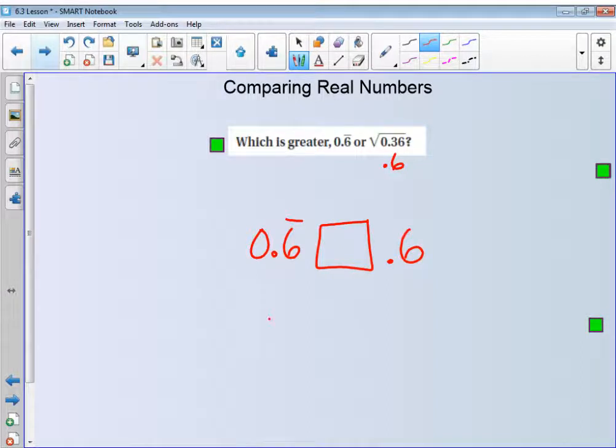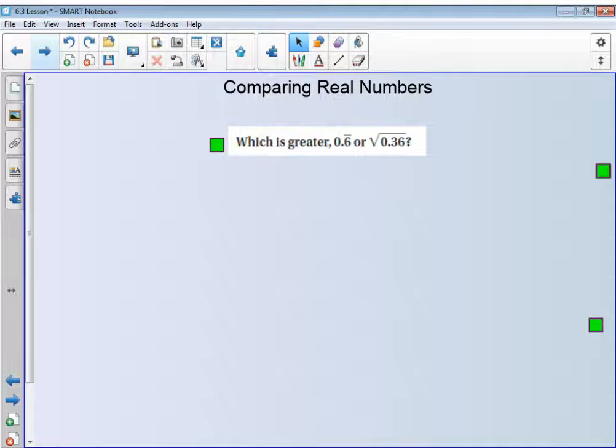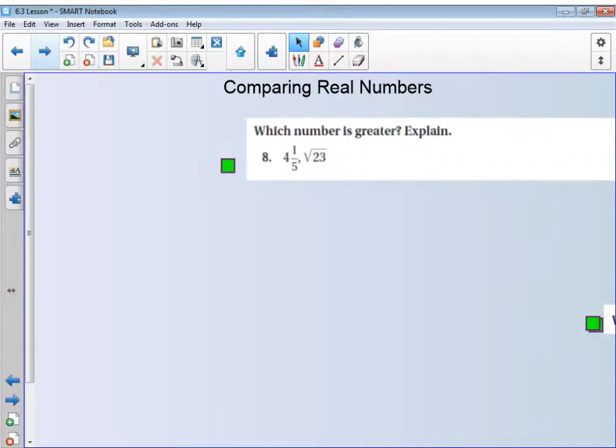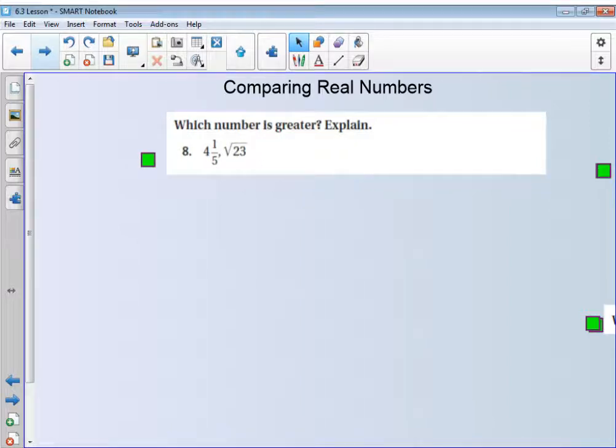Well, this is the same as 0.66, and this is the same as 0.60. So now which is bigger? The repeating number is bigger. So anytime you have digits that are the same and one's repeating, the repeating number is bigger, unless they throw a negative sign in there. So 0.6 repeating is bigger than the square root of 0.36. So you're going to solve first for those square roots and then go from there.